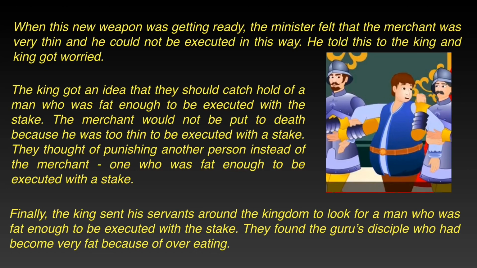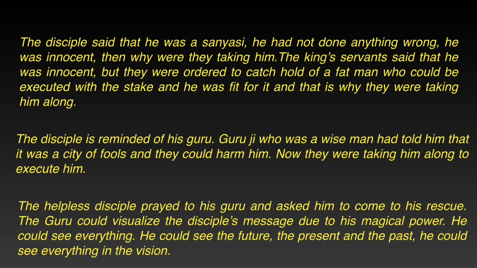They found the guru's disciple, who had become very fat because of overeating. The disciple said that he was a sannyasi. He had not done anything wrong. He was innocent. Then why were they taking him? The king's servants said that he was innocent, but they were ordered to catch hold of a fat man who would be executed with the stake, and he was fit for it, and that is why they were taking him along. The disciple is reminded of his guru.